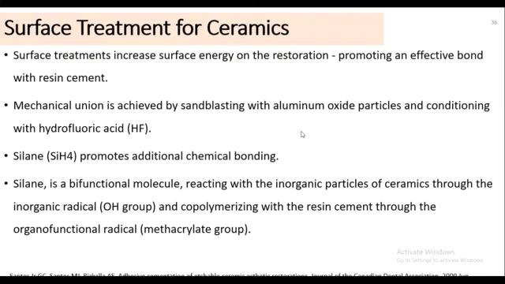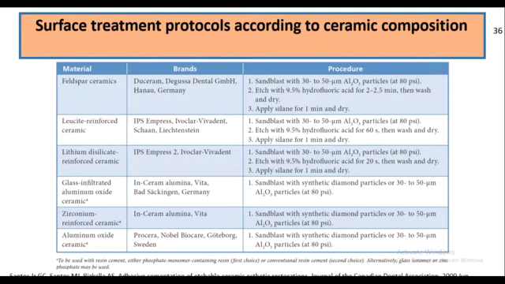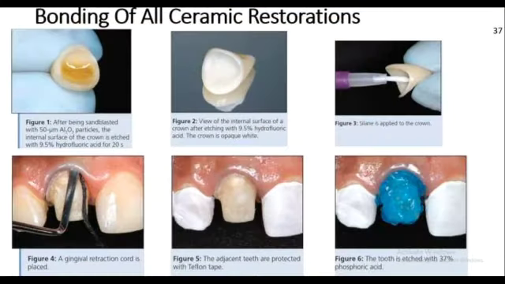Now whenever we talk about the surface treatment protocol, you can basically do it by sandblasting it. Then you need to etch the enamel surface with 9.5% hydrofluoric acid, and then you need to wash, and then you need to apply the silane coupling agent. So this is how you basically bond the all ceramic.